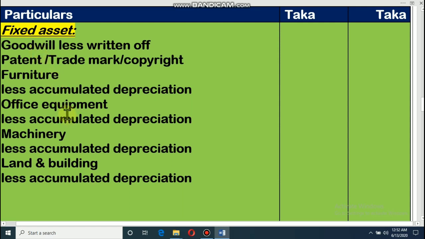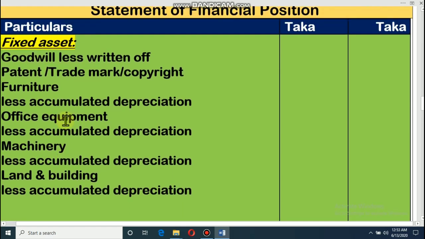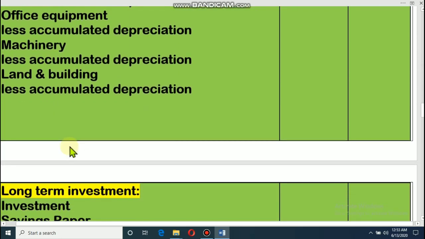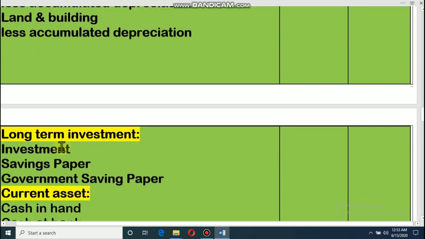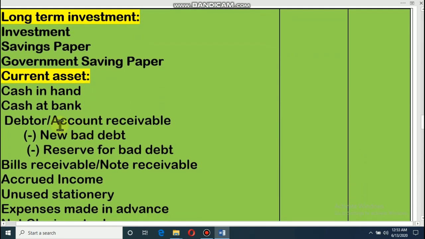Dear student, this way we will write the fixed asset in the financial position. Then in the second step we will write long term investment. That means whatever investment the organization has, the value of that investment will be an asset of that organization. Investment in saving paper, investment in government saving paper. These are the long term investments. This will be shown in these steps.